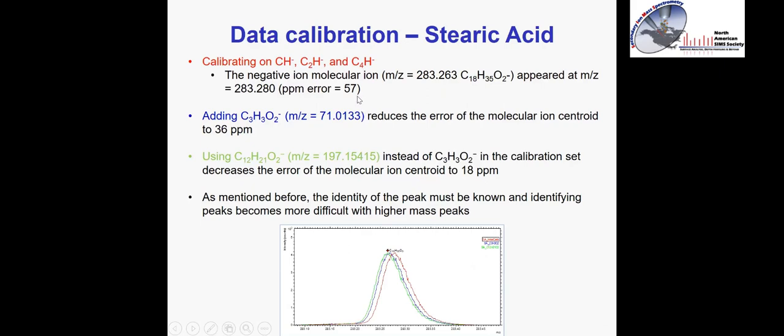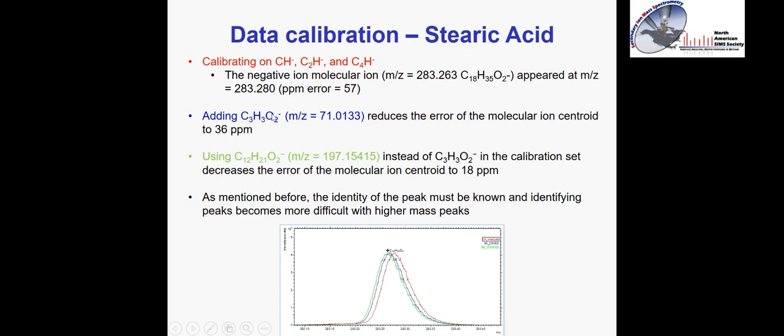So just to give an example of how adding higher peaks can improve your mass calibration, if we look at stearic acid, this is a fatty acid, it has a molecular ion located at 283 mass units. And if we calibrate just on a default set of CH, C2H, and C4H in the negative ion data, we see that this molecular ion appears at this mass with an error of 57 ppm.